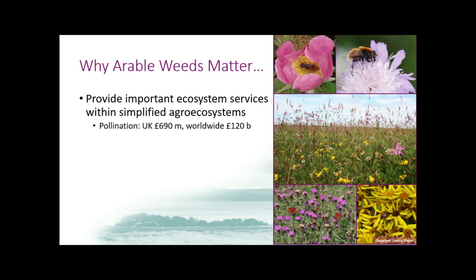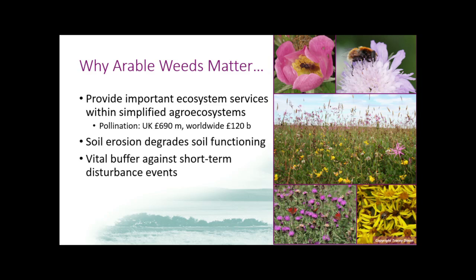So first of all, arable weeds are really important, much to a farmer's disbelief. They provide important ecosystem services within simplified agroecosystems, so things like nutrient recycling, moving pests away from crops, but also for crop pollination. I'm sure I don't need to say this, we've heard it all week, but 35% of crops require crop pollination, and researchers last year at the University of Reading value this to be worth £690 million just in the UK. However, accelerated soil erosion can degrade the physical and biogeochemical functioning of soil, and so weeds then might become a vital buffer against short-term disturbance events.